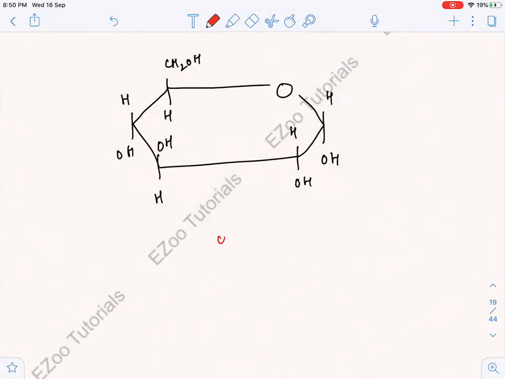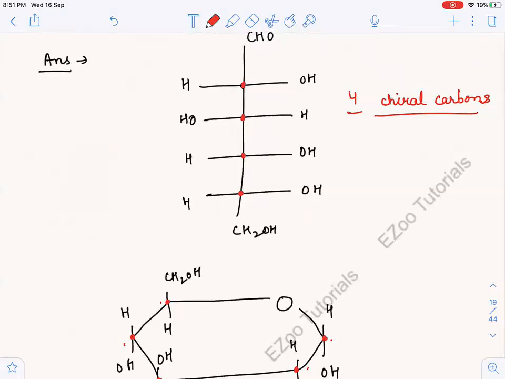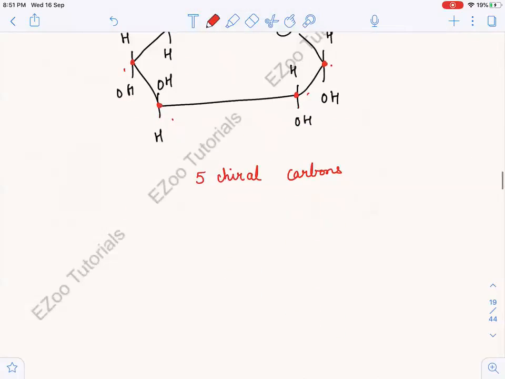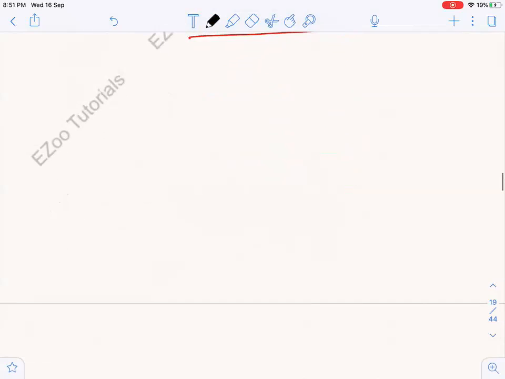Now let us see how many chiral carbons are there in a cyclic structure. This one, this one, this one, this one, and this one, right? So how many? 1, 2, 3, 4, and 5. So what do we see? We see that there's a difference in the linear one. In the open chain, there are 4 chiral carbons in glucose, and here there are 5 chiral carbons. So now if a structure is given and they ask you, you should be able to identify the number of chiral carbons. Okay, now let's move forward and see some more things.